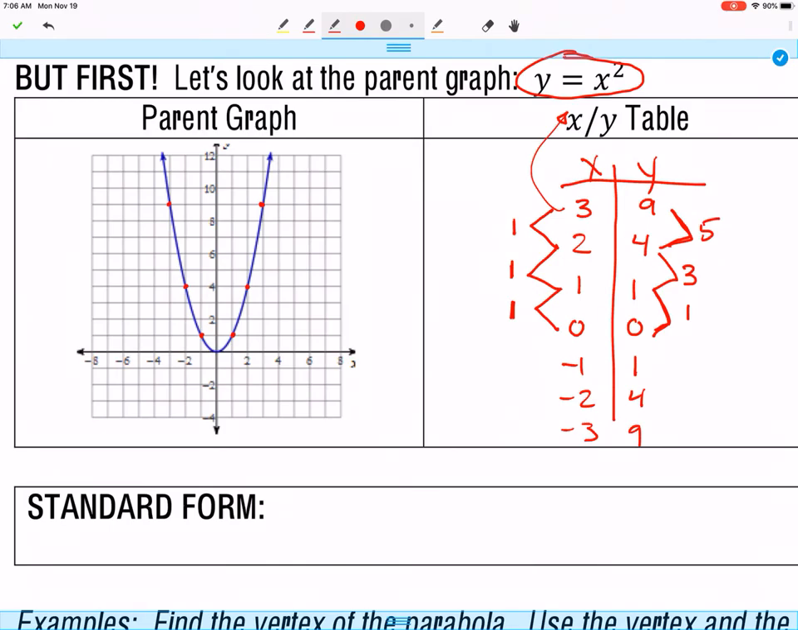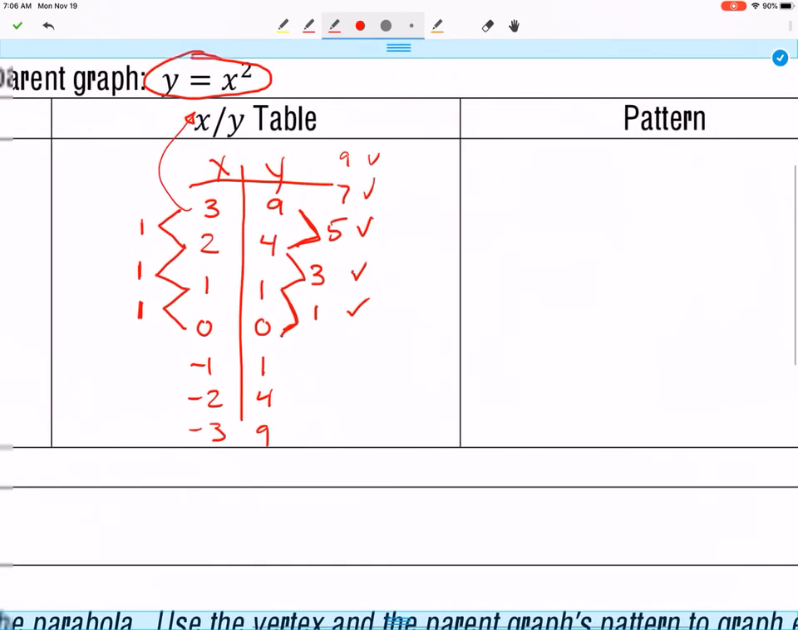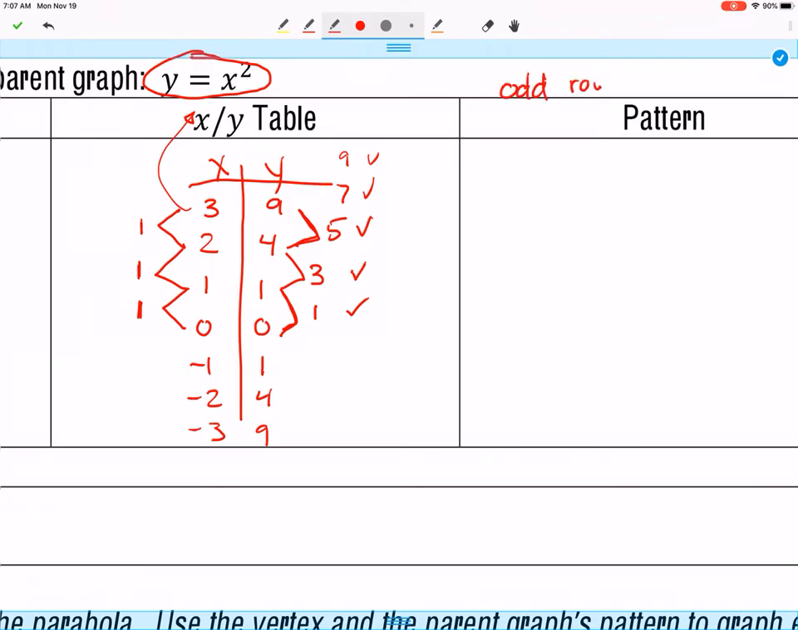So we can learn from this that for every step over in the x direction, we're going to go up 1, then we're going to go up 3, and then we're going to go up 5. And if we keep going, it's going to go 7 and 9. So I'll write over here, we have an odd growth pattern. Odd growth each time.